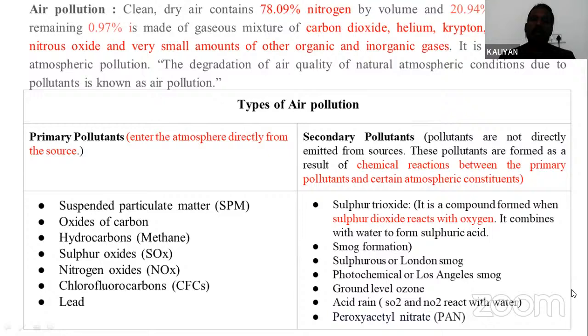And smoke formation: two types of smog, sulfurous or London smog, and photochemical or Los Angeles smog. And ground level ozone and acid rain. Acid rain is when nitrogen and sulfur oxides react with water in the atmosphere. And peroxyacyl nitrate. So these are the types of air pollution.